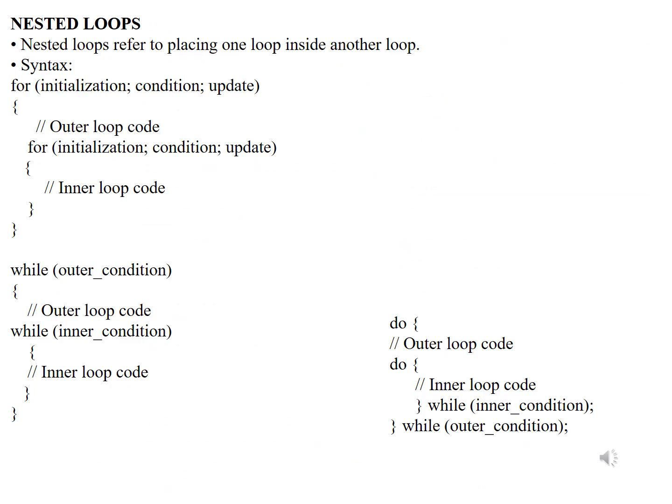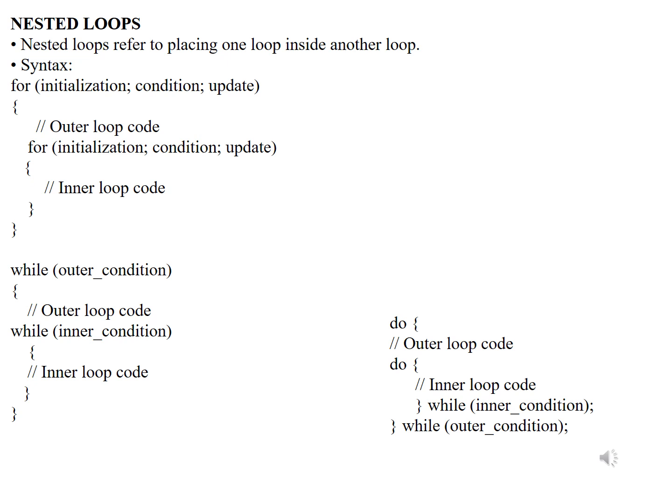Nested loops. Nested loops refers to placing one loop inside another one. That is nothing but looping inside a loop. The general syntax of the for loop: for (initialization; condition; update) { and inside that you can write another for (initialization; condition; update), that is an inner loop, } }. Once control enters the inner loop, only after completion of the inner loop will it come back to the outer one and continue. So this is called a nested for loop.